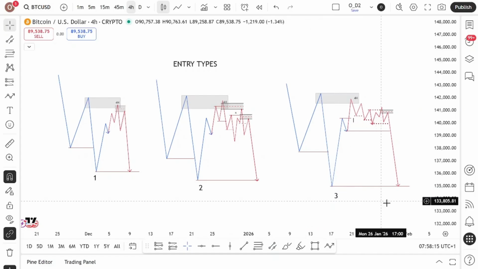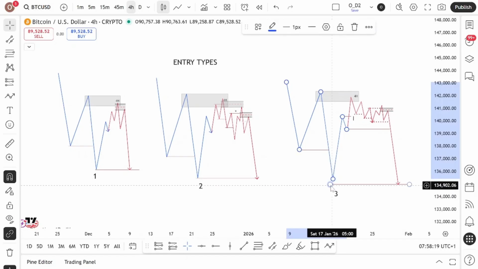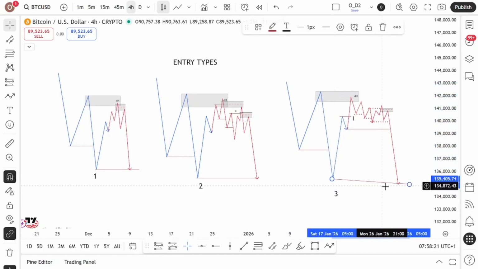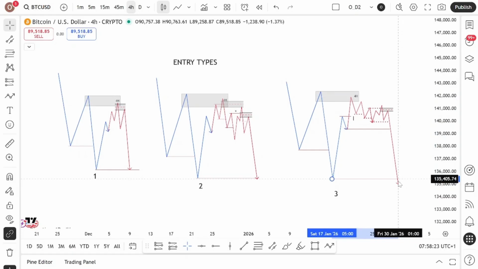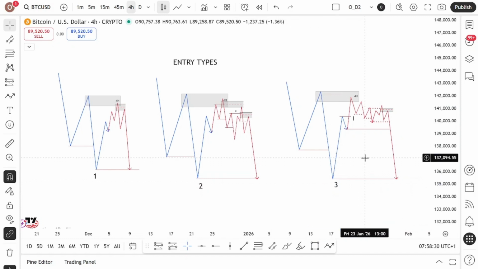Okay, I just remember that I think there are more than three. There are more than three models. I think there are about four entry models, right? Should I give you guys the last one? Should I give you guys the last one? I'm still contemplating.